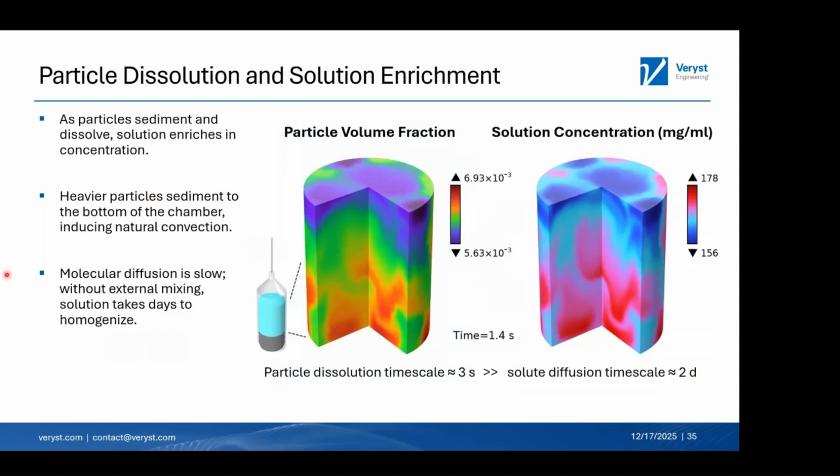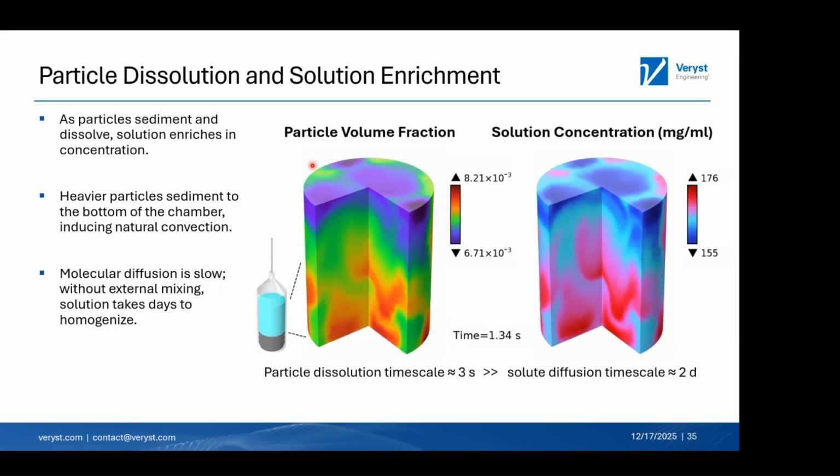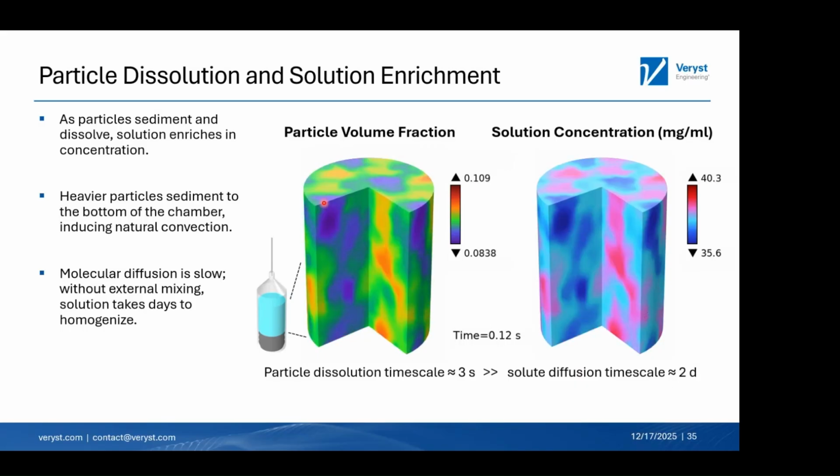So here are the results from that simulation. So this is a population balance simulation. Coupling, two-way coupled, so bidirectionally coupled. The particles influence the flow because the particles have a size and mass that cause them to sediment. And so the flow that is produced is due to natural convection.